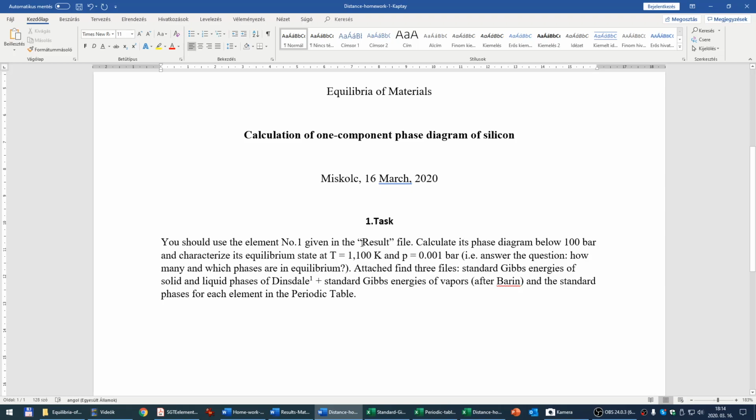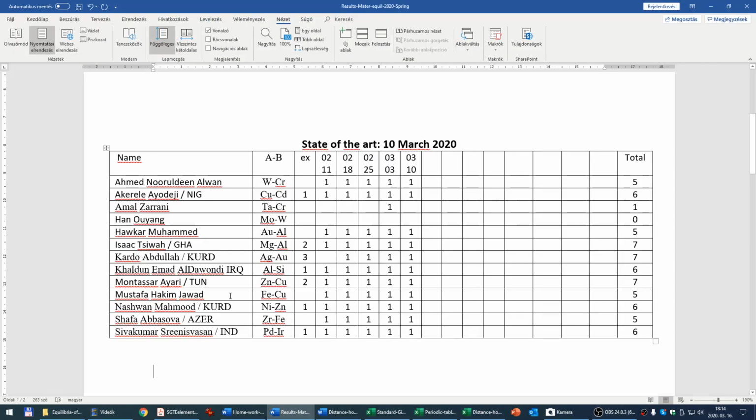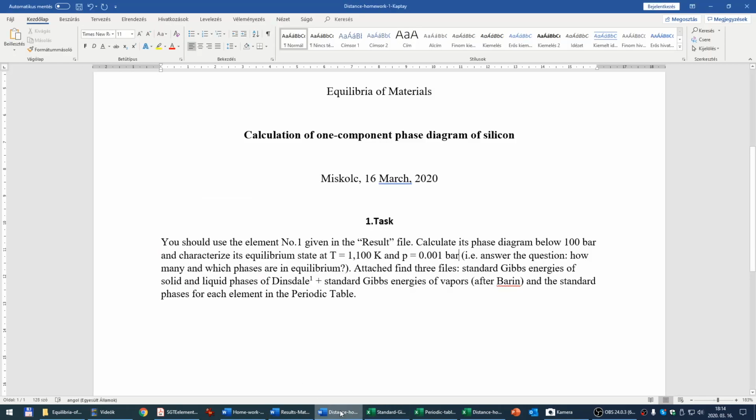Each student has selected his or her own elements. Let me show them. So here are the students, here are the elements selected. Homework number 1 is done on the first selected element, and you see silicon is not in the list. That is why I, Professor George, selected silicon, not to do the homework for any of the students, but to do something similar, teaching them how to do it step by step. So that is why here it is silicon.